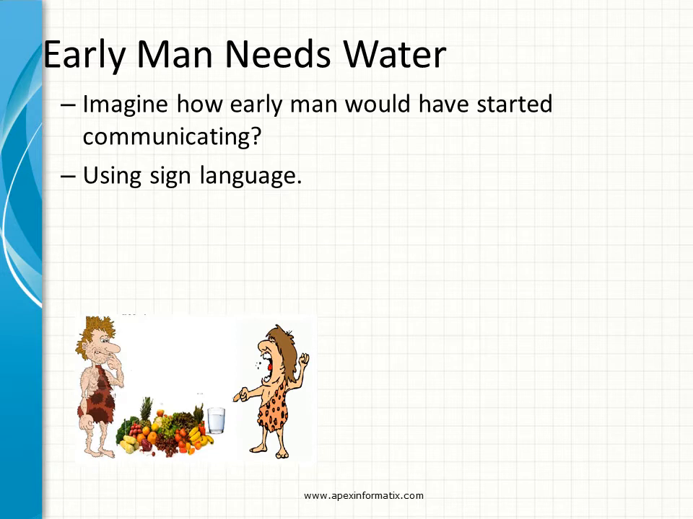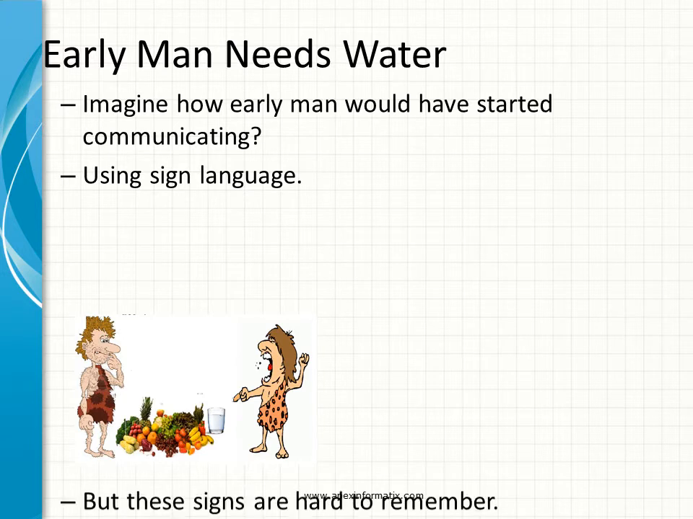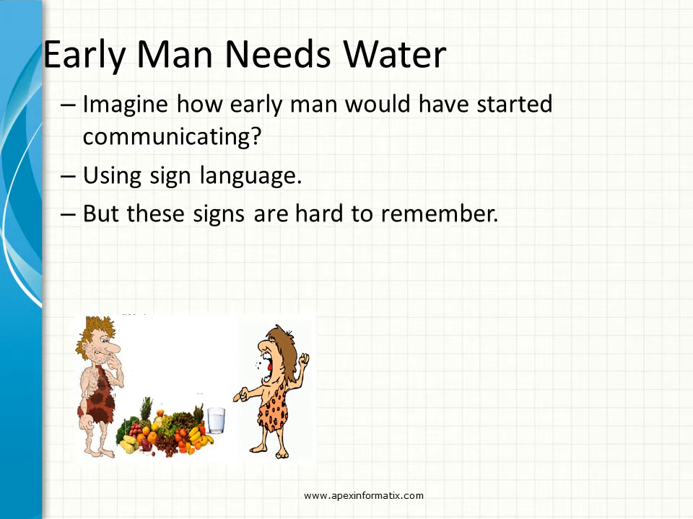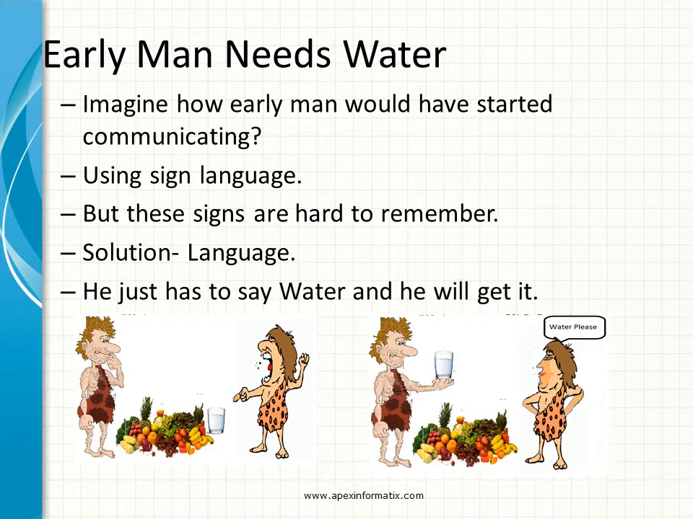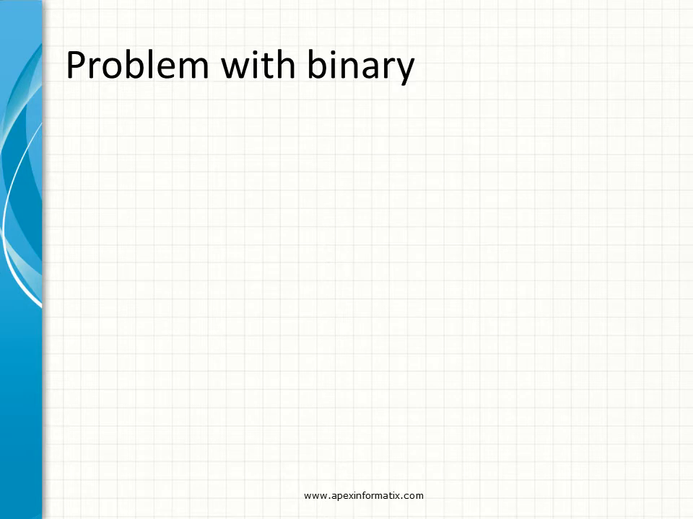But using sign language, it would have been very difficult for him to make the other person understand. So, what could be the solution? Solution is the language. Once the language would have been developed, just by saying a single word, water, he could have got what he wanted. Similarly, in the case of computers as well, although we had the binary pattern for communicating with the computer, but just like the sign language, it was very hard to remember.